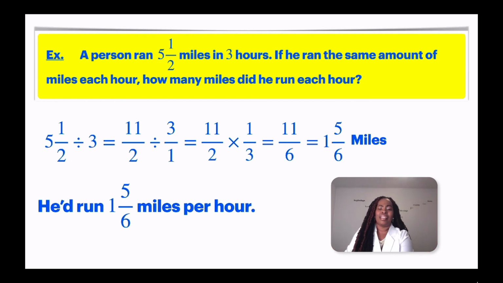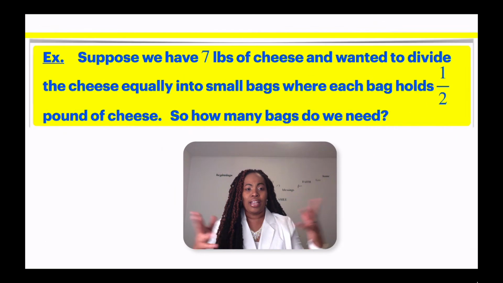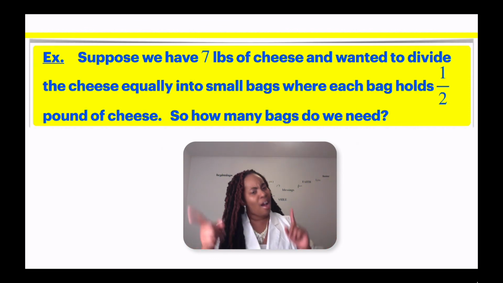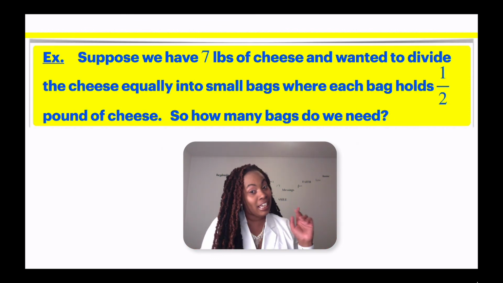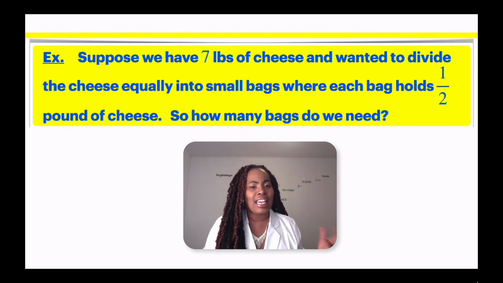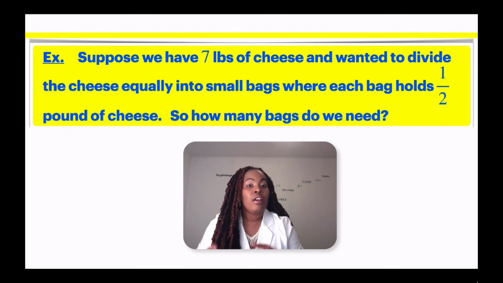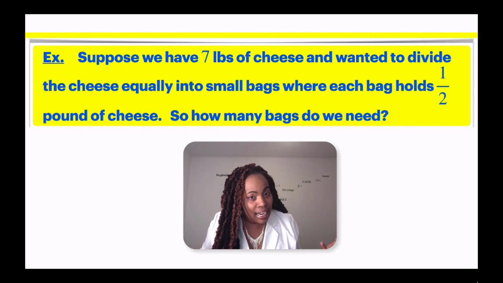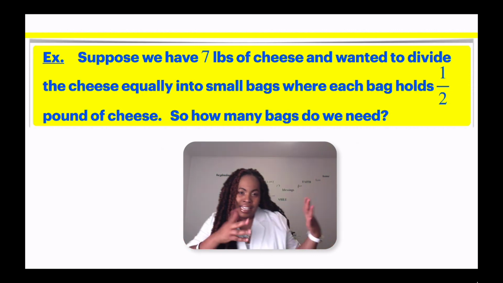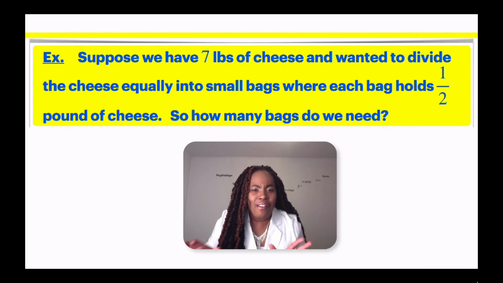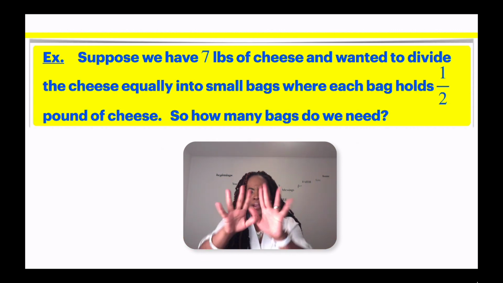Now, again, we always want to make sure that we're going back and answering the question in English. So the question was, how many miles did he run each hour? Again, we're looking for that rate, right? So let's answer the question. Knowing that our unit is miles, we can tell them that he'd run 1 5/6 miles per hour. Now, if that was a car, you'd be like, okay, you're moving kind of slow, right? But we're running, so that's pretty good, okay? So he's running 1 5/6 miles per hour. Beautiful. Any questions about that? If not, we're gonna move ahead, okay?